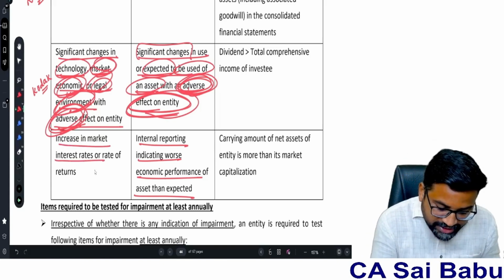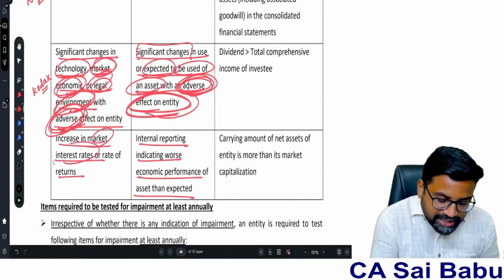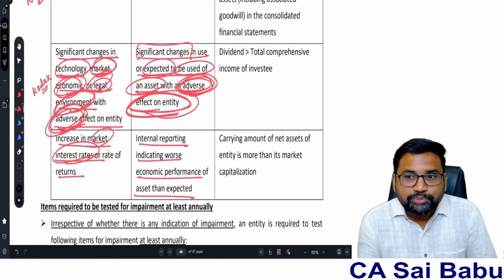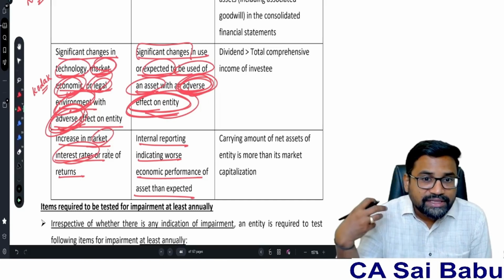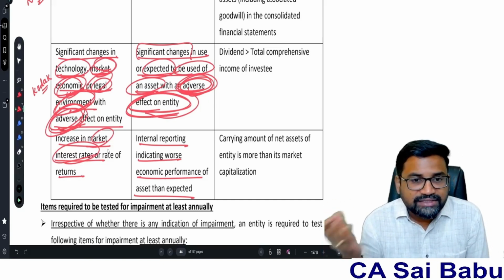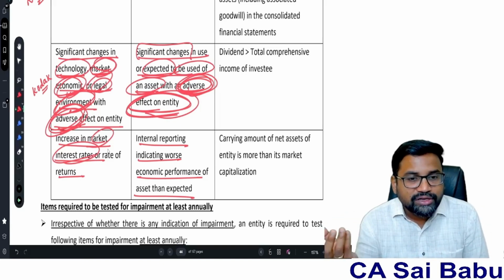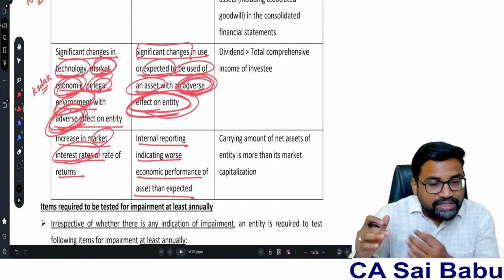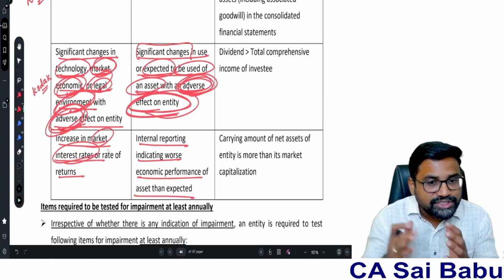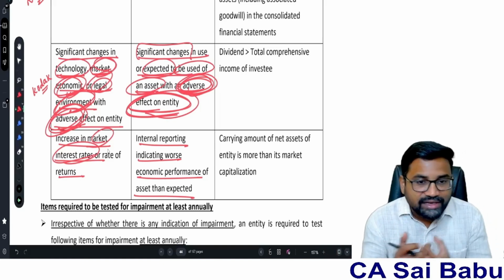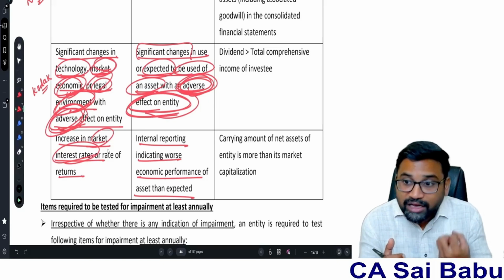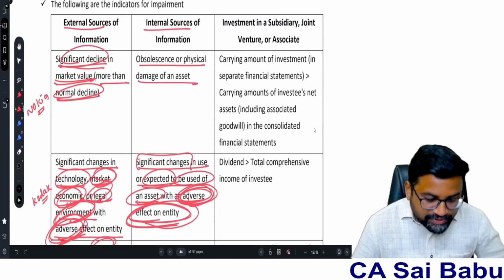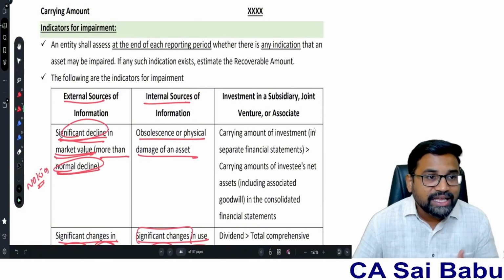And increase in market interest rate or rate of returns. Suppose there is an increase in market interest rate, that could be one of the external information. Generally, for example, take the real estate sector. People used to buy properties by taking loans. Suppose when the rate of interest is increasing, the majority of the people are not interested to go for borrowings when there is a high rate of interest. So therefore, when the interest rates are increasing, real estate companies have to check for impairment. Definitely their value will decrease, their business will decrease, so their asset values may come down. So understand this increase in market interest rate. These could be some of the reasons, indicators for impairment.